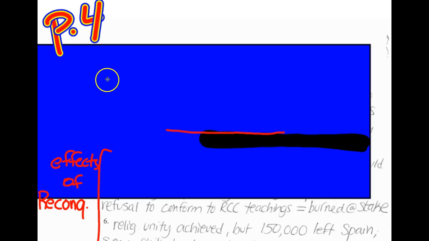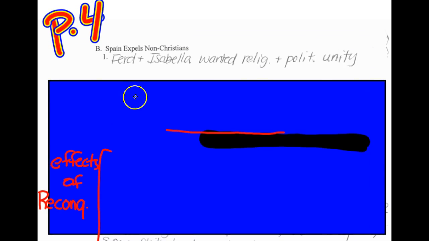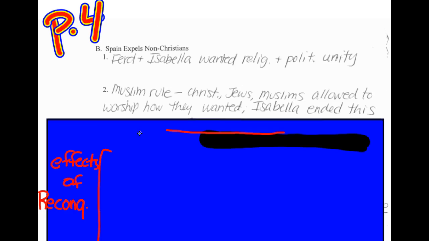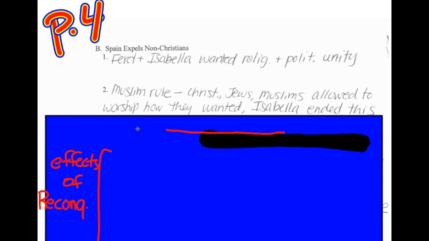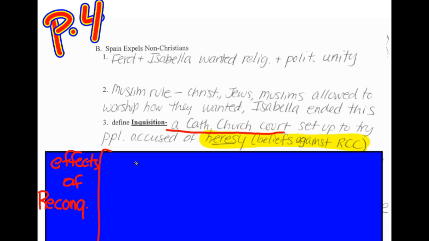All right, page 4. We have Ferdinand and Isabella wanting unity. And so if you look at the heading, Spain expels non-Christians. It's important to have this fact on your paper, so if you don't, you want to write it in. When Muslims ruled Spain, all those religions listed were allowed to worship how they wanted. Isabella stopped this policy and wanted unity, all Christians, which at this point in history is still all Catholics.